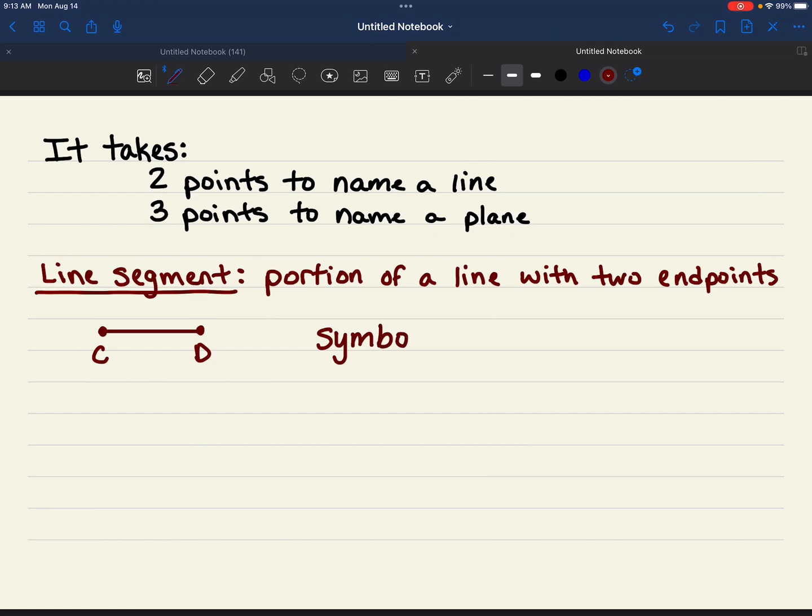Can someone tell me how we would name this line segment? It's going to look almost exactly how we named a line. How do we name our line? You can look on the front if you need to. Yeah, CD, but instead of a line over it, it's just going to be a line segment, right? Is there a different way we could write this besides just CD? DC. Yeah, so remember for lines and line segments, it doesn't matter which order you put them in as long as you have those 2 points listed. Okay?